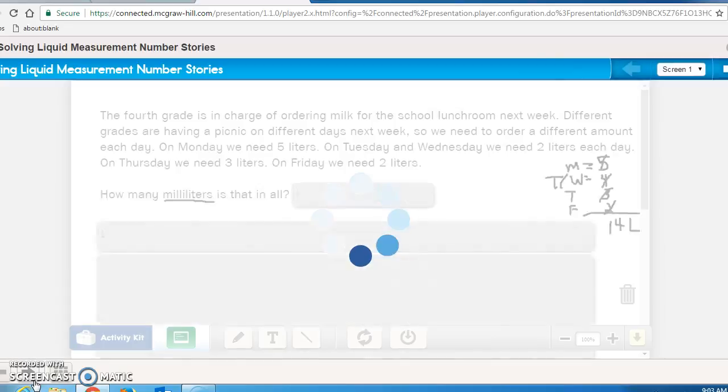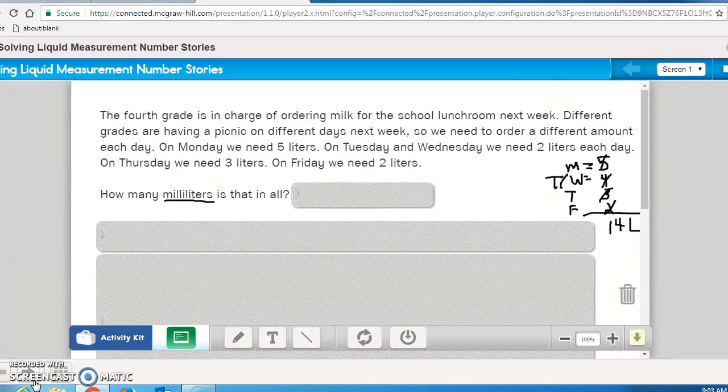That was just showing you a few of the answers for that problem. Now we're going to go on. I want you to think about and read along this number story. It says, the 4th grade is in charge of ordering milk for the school lunchroom next week. Different grades are having a picnic on different days next week, so we need to order a different amount each day. On Monday, we need 5 liters.